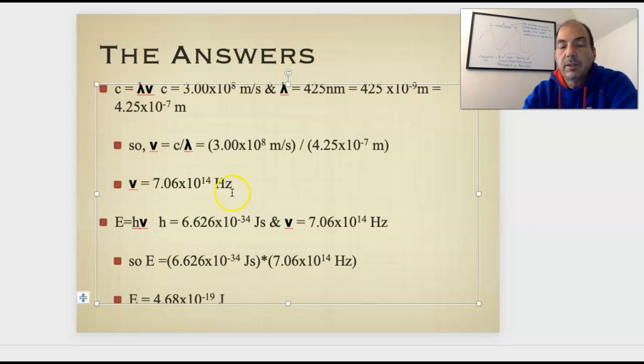The second question was about the energy. So now we go on to our second equation, E equals h nu, where h is Planck's constant. So this is always going to be the same number. But the frequency was just found in the previous part, 7.06 times 10 to the 14th hertz. So now I just have to multiply those two to find out that my energy would be 4.68 times 10 to the negative 19th joules.